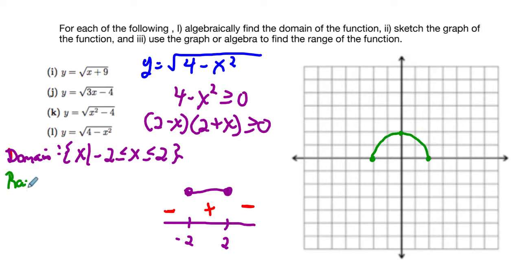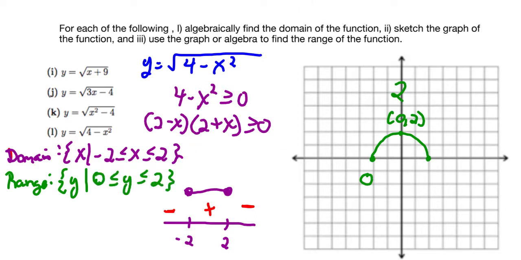And then I look at the lowest down the graph goes, which is 0, the highest up it goes is 2. So therefore my range is going to be in between 0 and 2. So y such that 0 is less than or equal to y, which is less than or equal to 2.